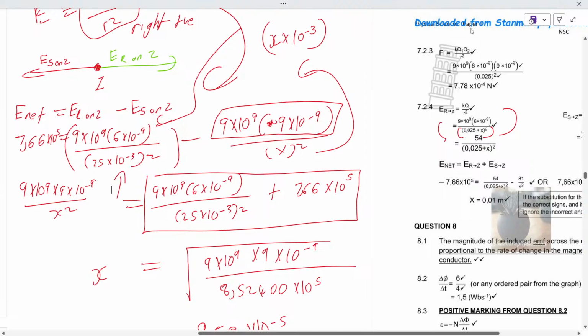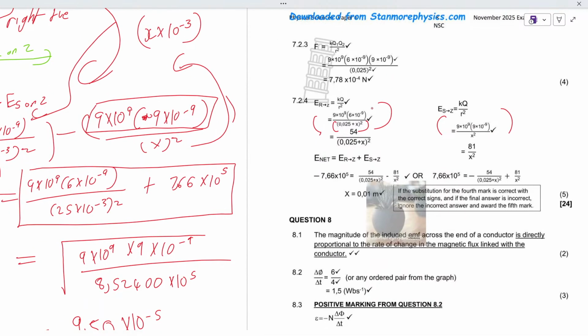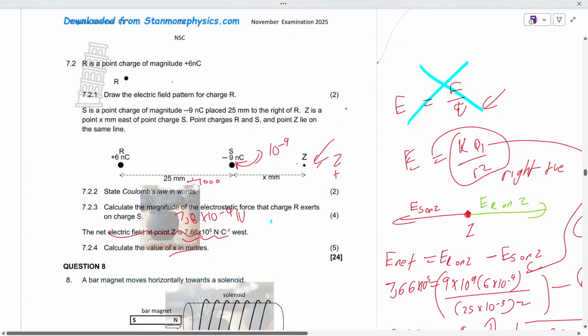Everything is correct here. I only left this plus x. What I did here is that I shouldn't have taken the distance from here to here. I should have taken the distance from here to there. I should have added 25 to plus x also. So the distance from R to Z is 25 plus x.